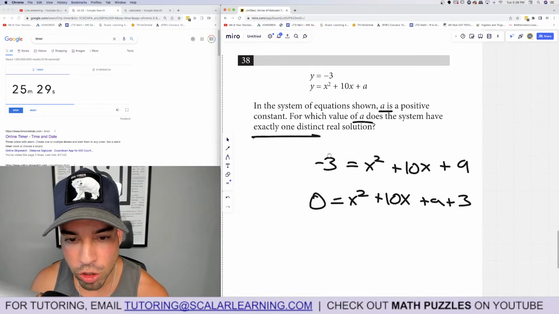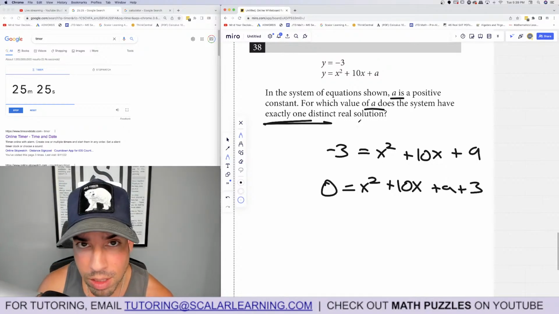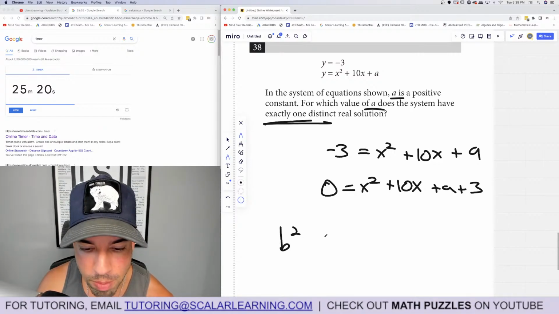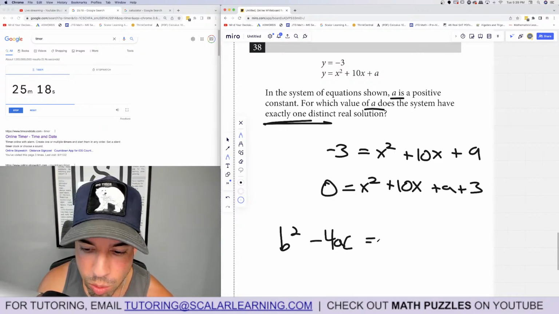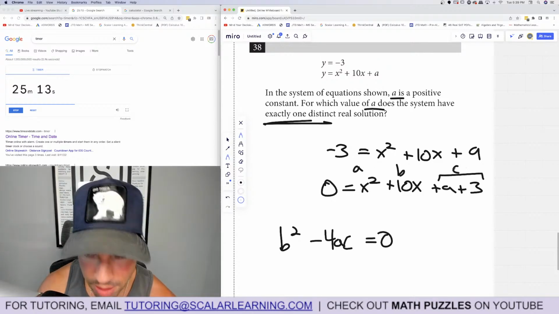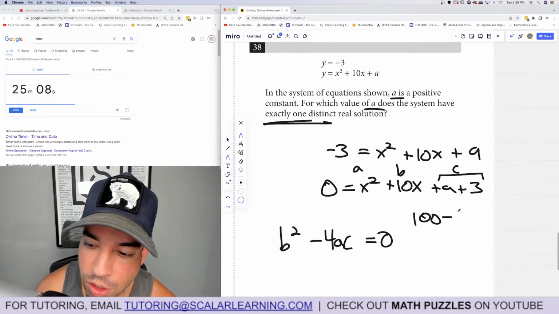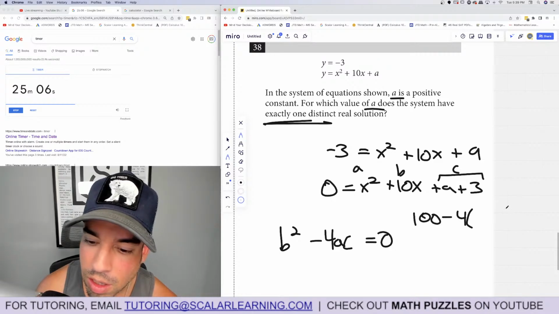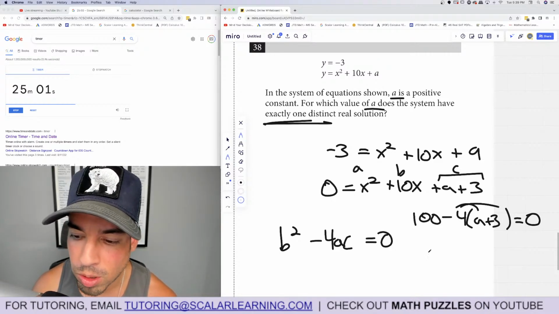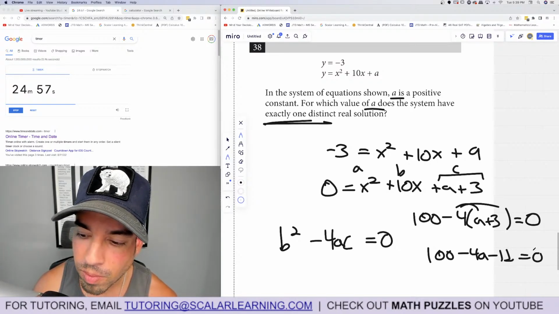Because we have a quadratic, and we're trying to find exactly one distinct real solution. We have one distinct real solution of a quadratic, meaning to the second power, when the discriminant b squared minus 4ac equals 0, where this is a, this is b in front of the x, and this entire thing is c, the constant. So we have b squared, which is 100, minus 4, a is 1, so it doesn't matter. And then c is a plus 3, and this equals 0. So we'll distribute: 100 minus 4a minus 12 equals 0.